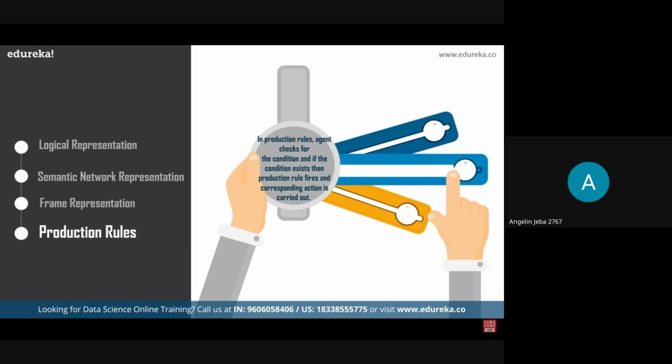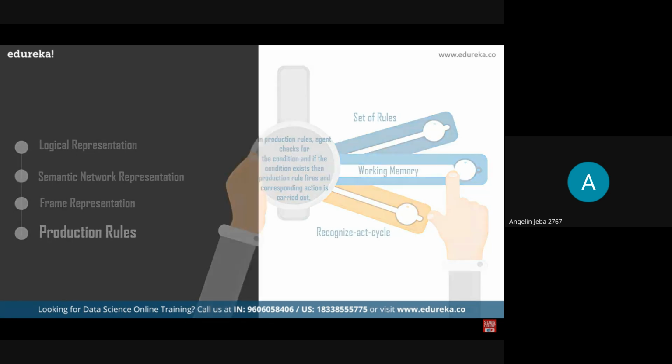The production rule system consists of three main parts. The first one is definitely the set of production rules. Then we have a working memory, and finally, the recognize act cycle.